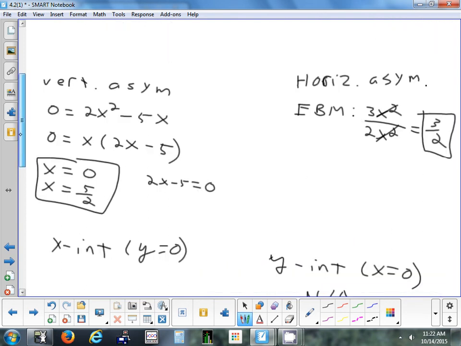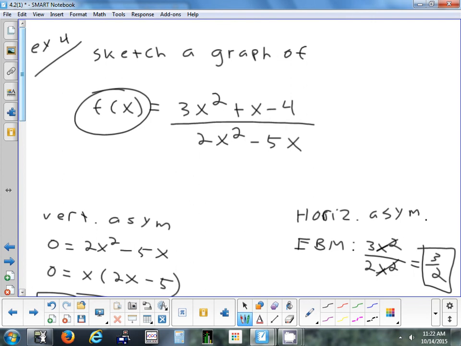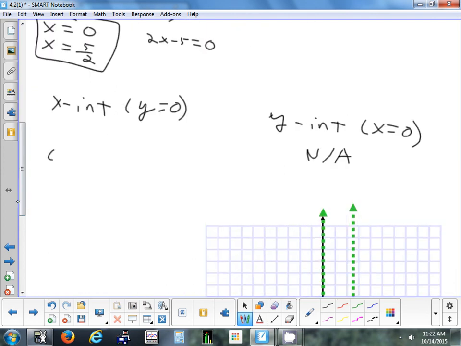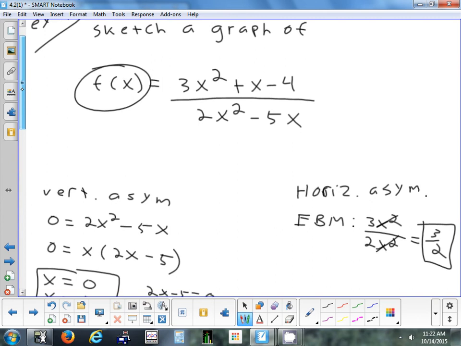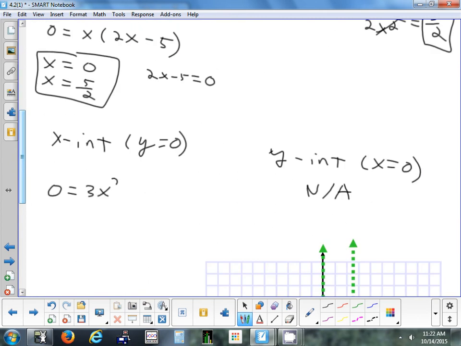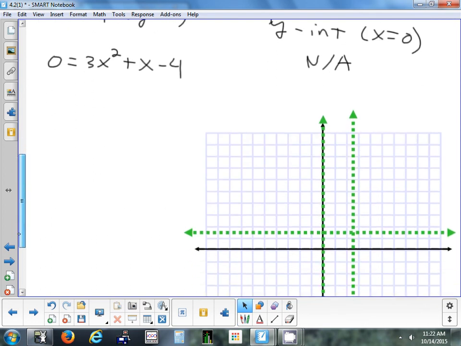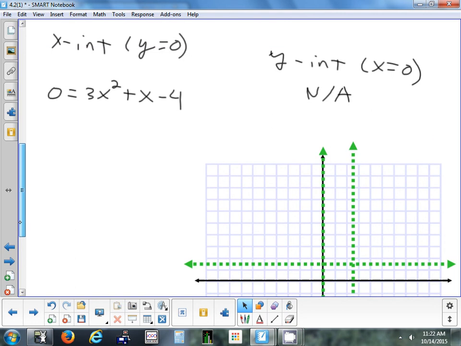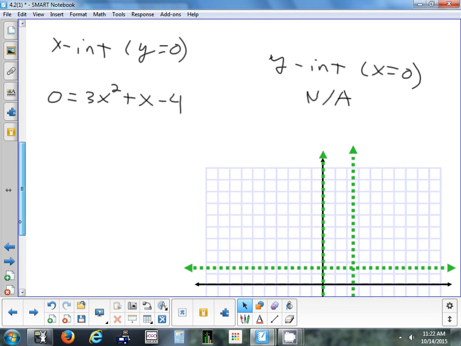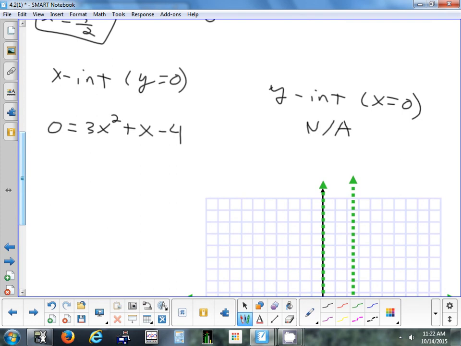Okay, to find the x-intercept, that's when you set that side of the equation equal to 0. We've already said the only way a fraction could equal 0 is when the top equals 0. So set 0 equal to 3x squared plus x minus 4. Any questions on that? If we can factor that, let's try and see. If we can't, we could always use the calculator or quadratic formula.